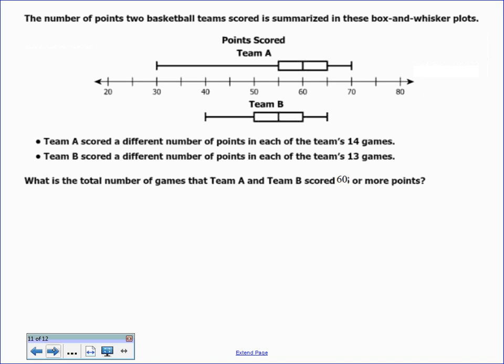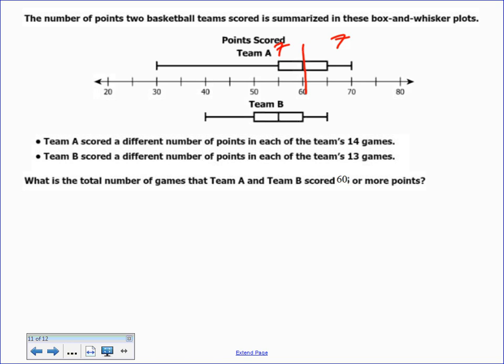All right, last problem. This is a tricky one. This one is really getting into how quartiles are found. So Team A scored a different number of points in each of the team's 14 games. Team B scored a different number of points in each one of their 13 games. So here for Team A, they scored different points in 14 games, and their median is right here at 60. So that means that there are going to be 7 values above that and 7 values below that.